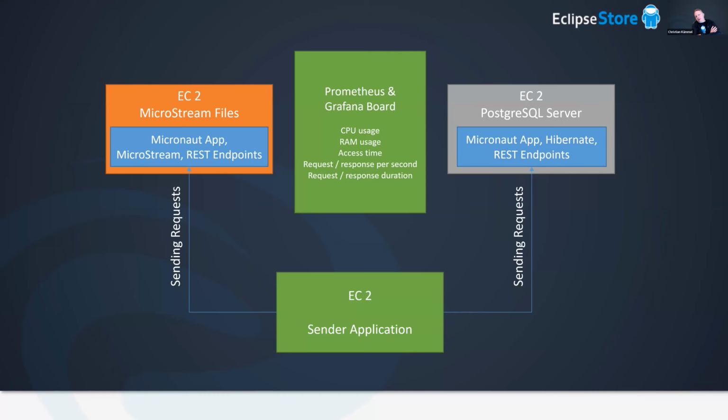It's the same on the right side, but a little bit different, of course. We installed a PostgreSQL server on that EC2, with the same storage, also directly on the machine. There is also a Micronaut application in place with Hibernate and the same REST endpoints. Both applications do the same: they deliver data for the sender application. In the middle, we have Prometheus and a Grafana board to measure the CPU usage and the metrics of the systems. Let's have a look at that Grafana board.